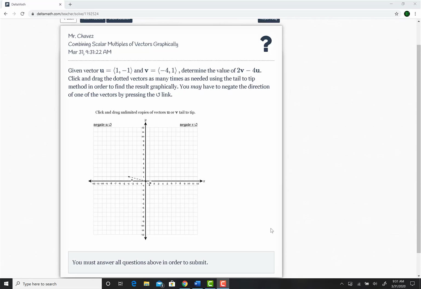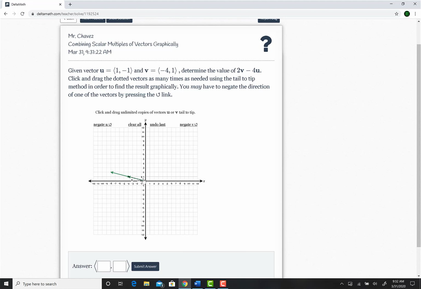So here we go, guys. We have that same question now, but we're asked to graph this, or show it graphically. So again, I like to go 2v plus a negative 4u. So here's the v vector, here's the u vector, the ones already given here. I'm going to do the 2v first. So here, that's 1v, and then here's 2v. And I'm going to add a negative 4u. So for that u, I'm going to negate u right here. And now look, it's negated. So now it's in the opposite direction. That gives you the negative.